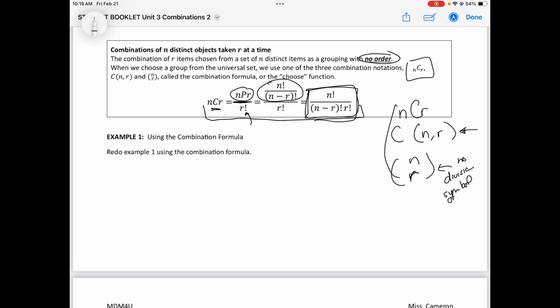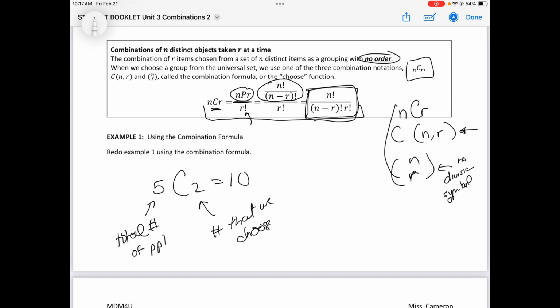So we're going to redo example 1 using the combination formula. So there were 5 individuals, and we had to choose 2. So this is going to be the total number of people, and this is going to be the number that we choose. Okay, so in your calculators, if you put in 5 choose 2, you're also going to get 10.